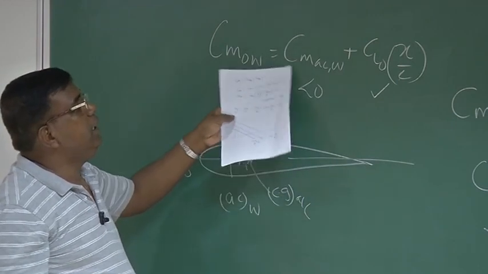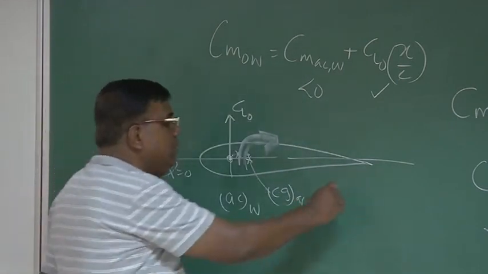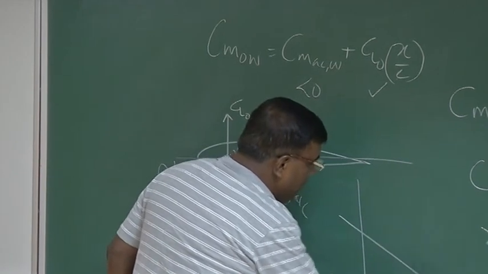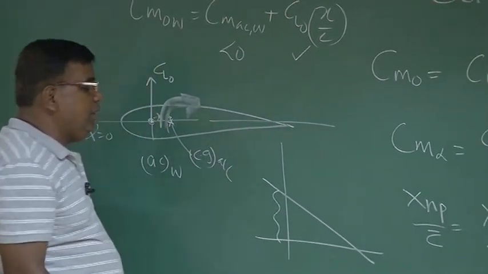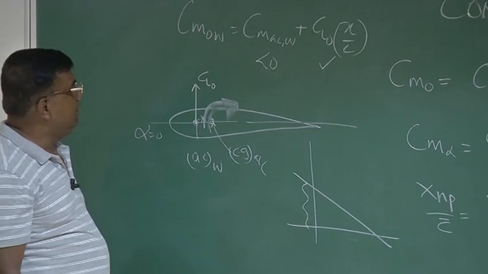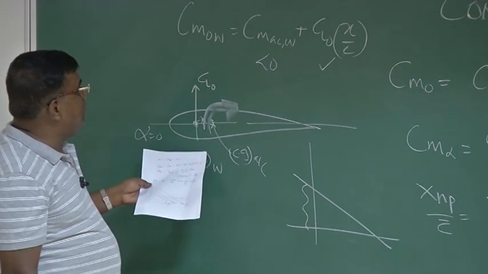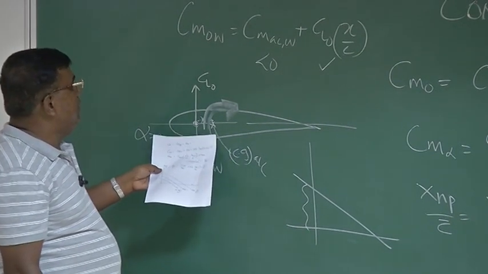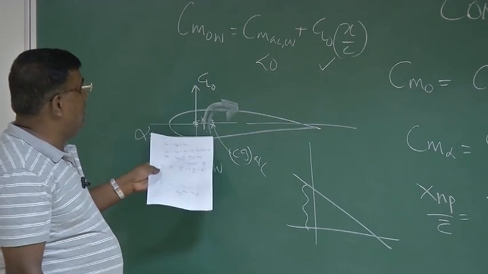Very good if you can get some positive value, because finally you have to get so much of Cm naught in combination with tail and fuselage. Okay? So message is very simple. If it's a cambered aerofoil, try to put the AC of the wing ahead of CG.